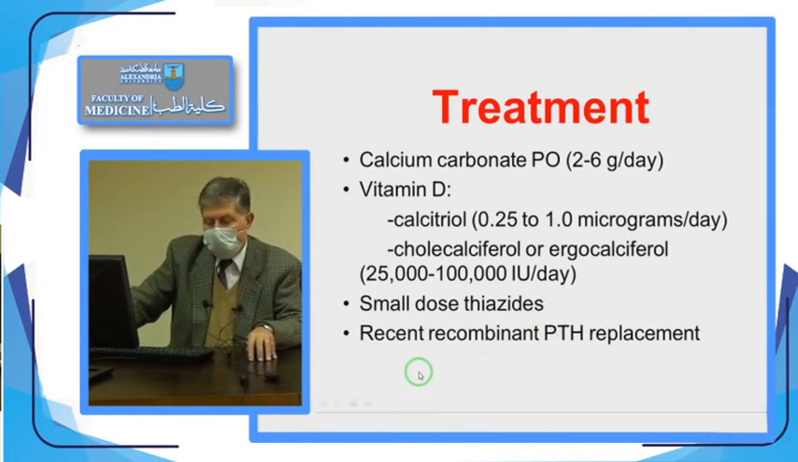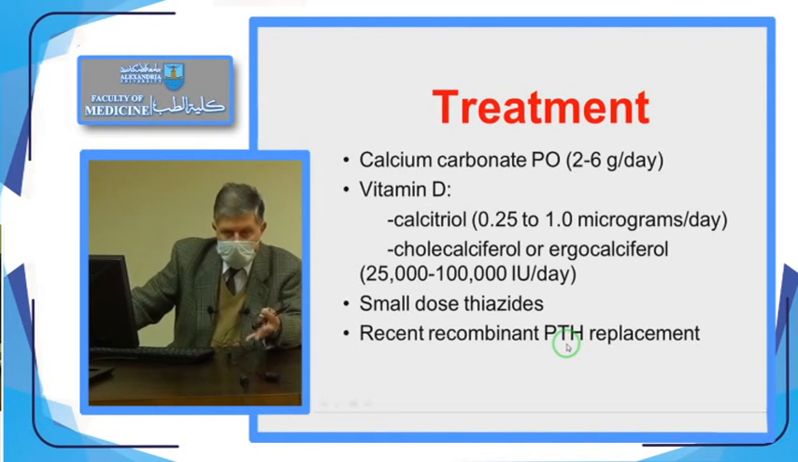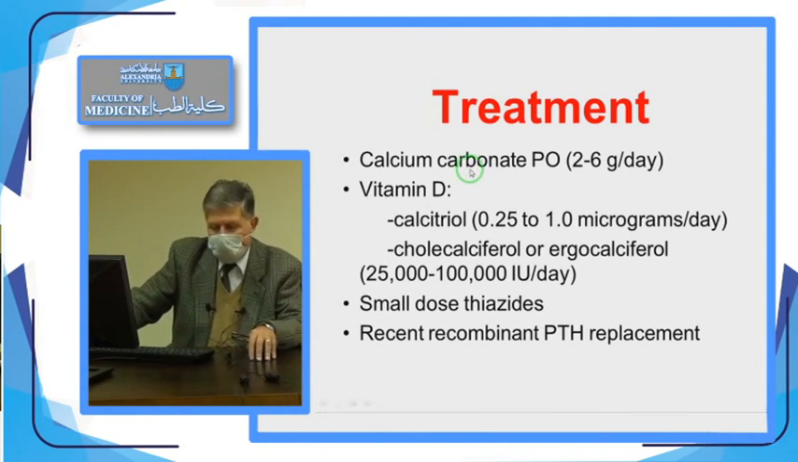Lastly is the most recent treatment for the hypopara, which is giving the PTH replacement. The form of injection is not available in Egypt for treatment of hypopara, and even abroad it is in the guidelines. They don't use it as first line. They use it only for resistant cases if the patient is not responding to the usual classic treatment, which is the form of calcium and vitamin D.